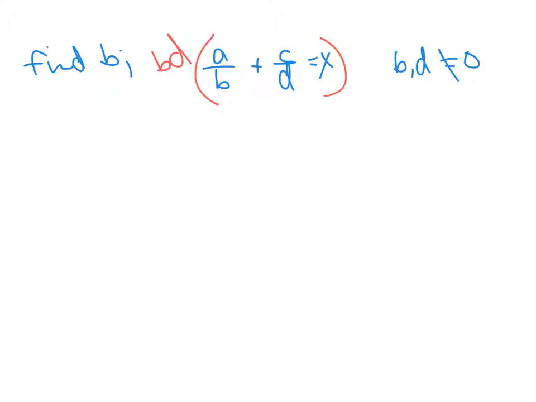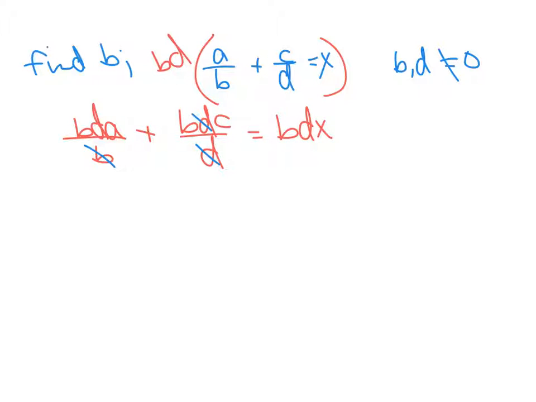So let's go ahead and write that. BD a over b plus BDc over d equals BDx. Cancel that with that. And again, your denominators will always go away, leaving you with dA plus BC equals BDx. Alright, so fractions are gone.